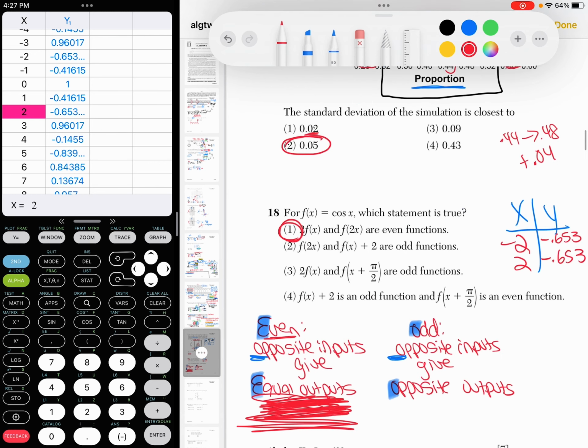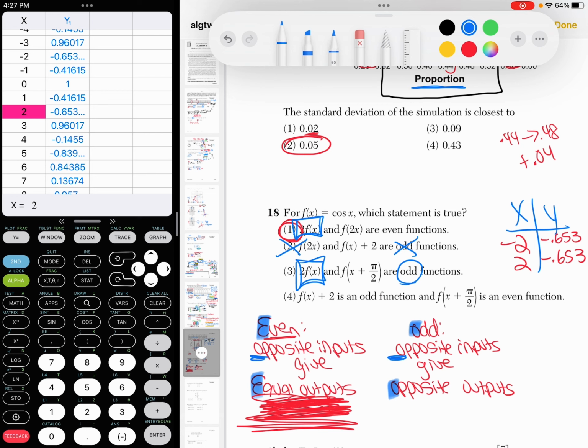So choice 2 says f of 2x. Guess what? We just did that one. I'm looking at that table on my calculator right now, and we already figured out that it was even. Choice 2 is saying that it's odd. Whew, that one can go right away, so not a lot of work with that one. Okay, choice 2 says they're also odd. If you look, 2 of f of x, we already did, and we said it was even.